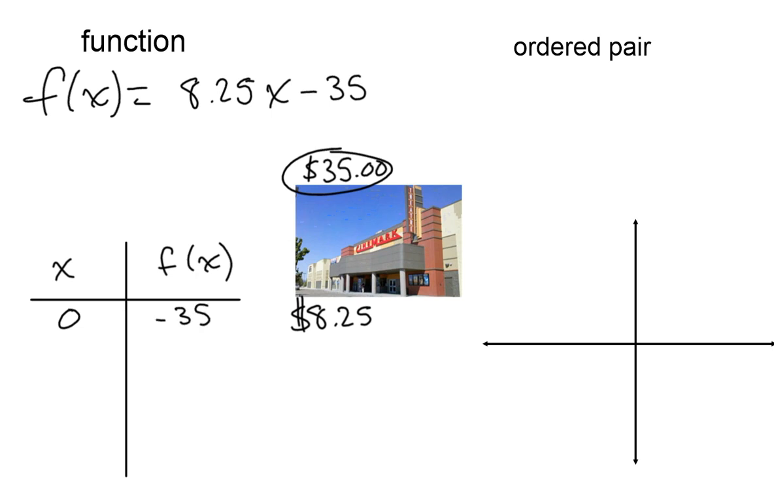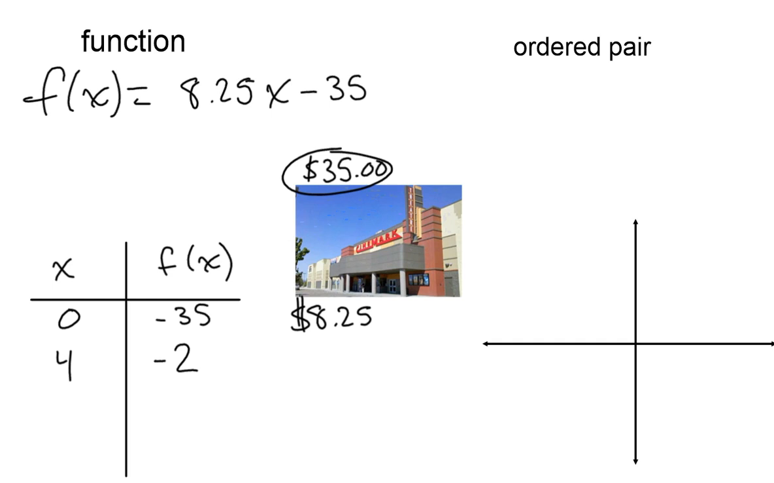Another number that we came up with that was kind of nice is if I multiply $8.25 times 4. 4 times 8 is 32, but I have to add one more dollar because there are 4 quarters there as well, so that ends up being $33. So when I work 4 hours, 8.25 times x is $33, minus 35 gives me negative $2. So even after working a full 4 hours on the job, I still haven't fully paid for that uniform.